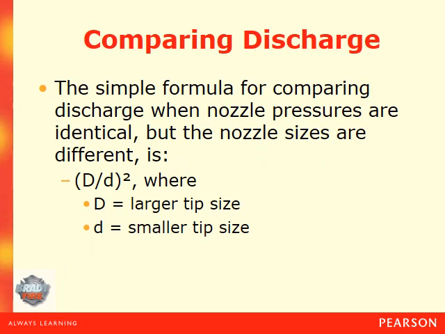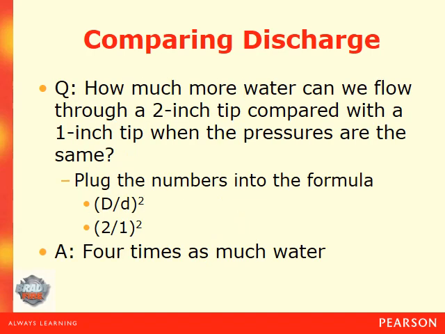The simple formula for comparing discharge when the nozzle pressures are identical, but the nozzle sizes are different, is D squared divided by lowercase d squared, where D is the large tip size and the smaller d is the smaller tip size. So, how much more water can be flowed through a 2-inch tip compared to that of a 1-inch tip when the pressures are the same? You plug in the numbers into the formula and you get 4 times as much. So what this formula is trying to illustrate to you is the larger the tip, the more gallons per minute you will get out of the nozzle.